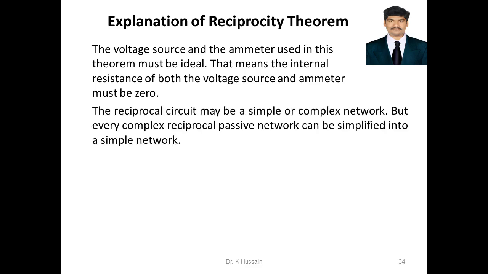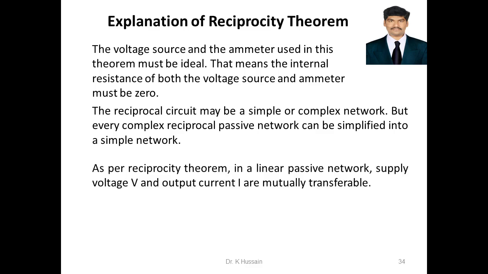The reciprocal circuit may be a simple or complex network. You don't know how complex it is, whether it is a simple network or a complex network. But a very complex reciprocal passive network can be simplified into simple networks. By using this, we can simplify the network. As per the reciprocity theorem, in a linear passive network, the supply voltage V and output current are mutually transferable. That is the meaning of this.